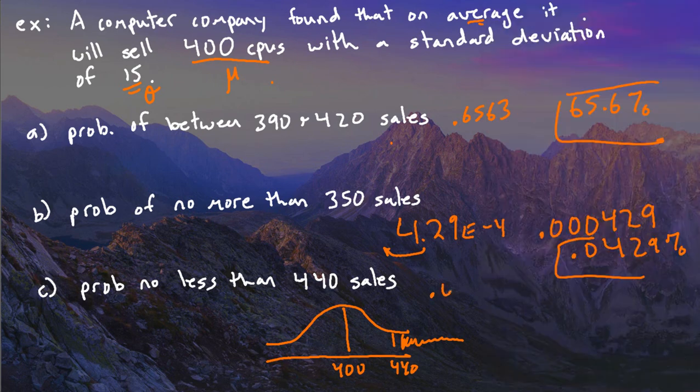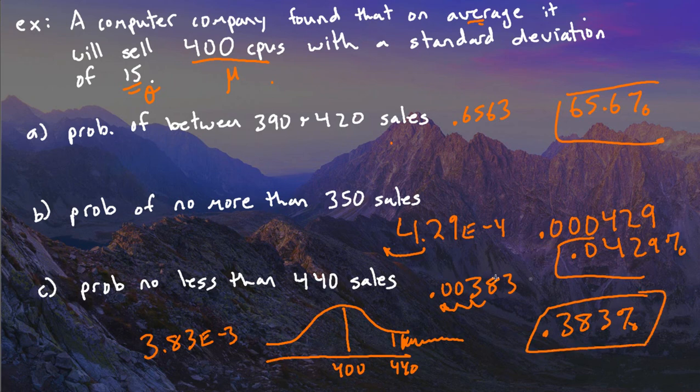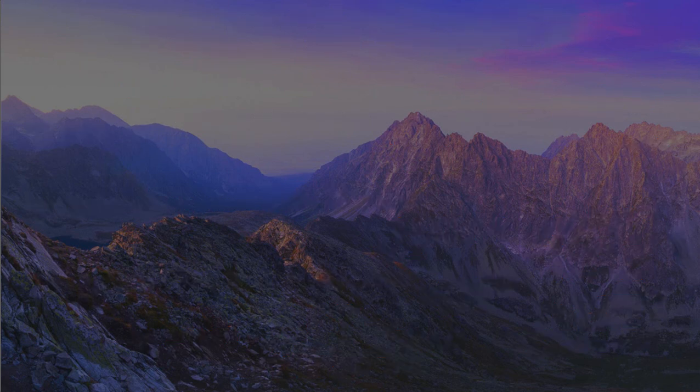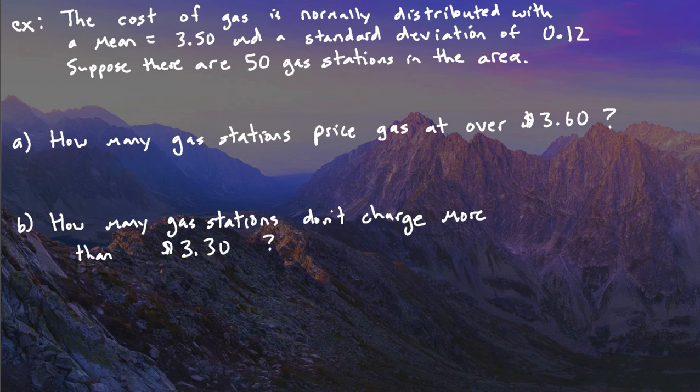0.0383. Your calculator might put 3.8 e negative 3. If so, you're going to move your decimal point, see 1, 2, 3 spots. So what is that? 0.383% chance we sell no less than 440. Okay, a couple more questions.